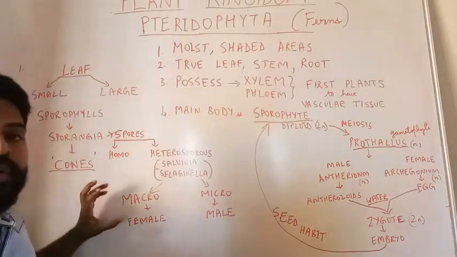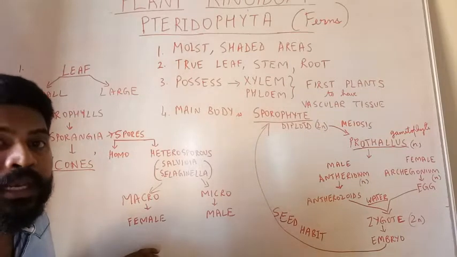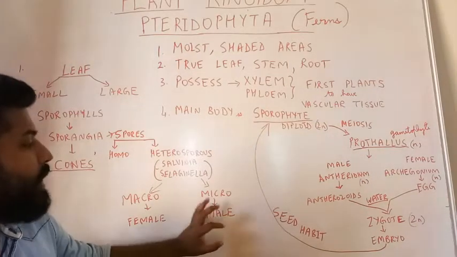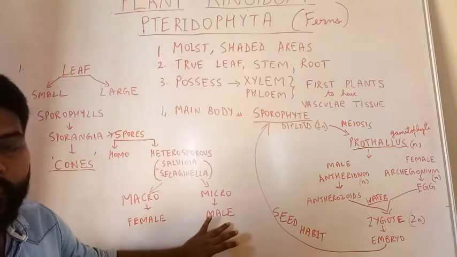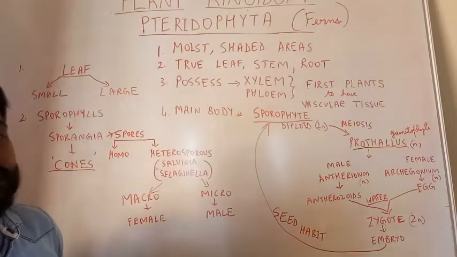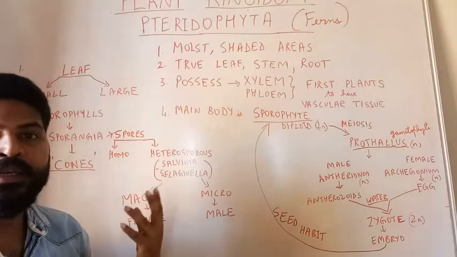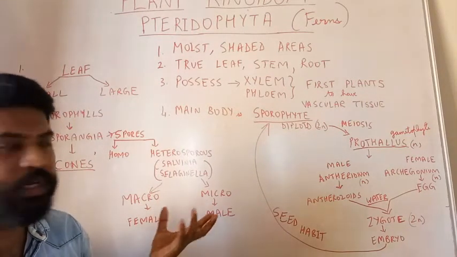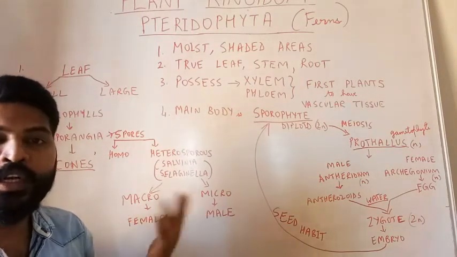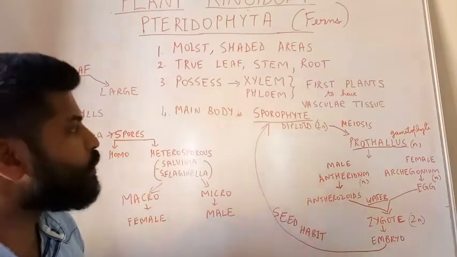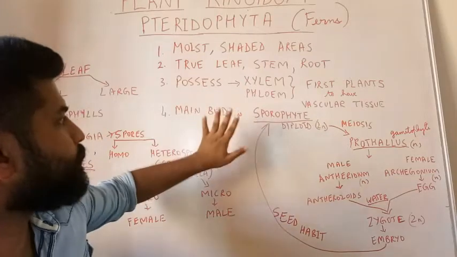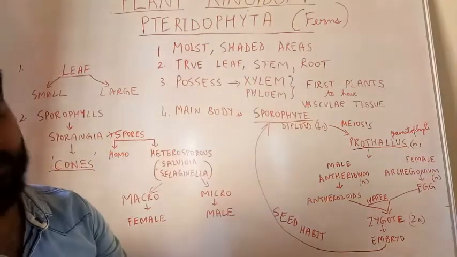The macrospore produces a female gametophyte, whereas the microspore produces a male gametophyte. Reproduction is done asexually through the production of spores. Vegetative propagation is through fragmentation and sometimes budding. Let us look at the sexual reproduction in Pteridophytes.